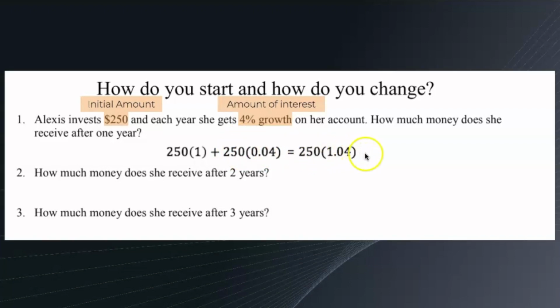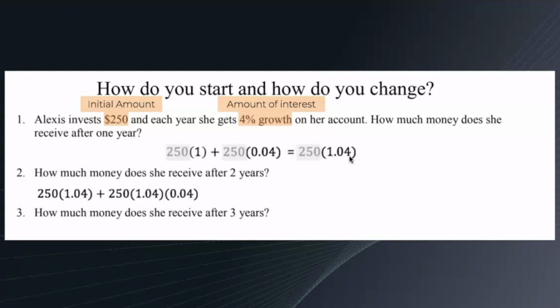So the expression to see how much she will have at the end of year 1 would be the $250, which here you can see that that is the common factor. So that's why we can factor that out. And what we are left with is that 1 plus the 4%, which becomes 1.04.